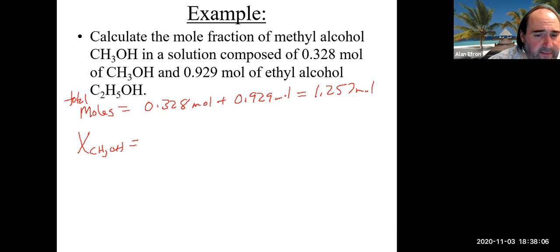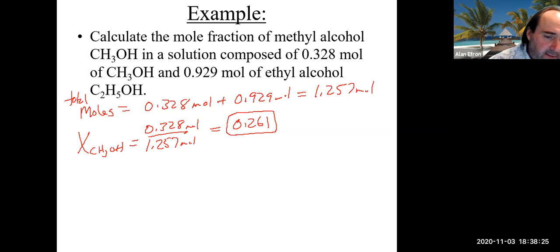So if we want the mole fraction of our methyl alcohol, we would take the moles of our methyl alcohol, which is 0.328, and divide it by the total moles here. Again, we're not going to multiply by 100 or anything like that. And that would get us something like 0.261 as our mole fraction, basically 26%.